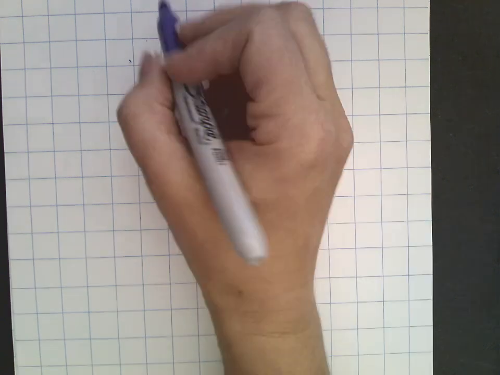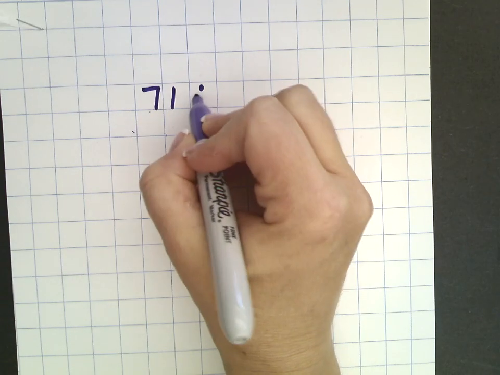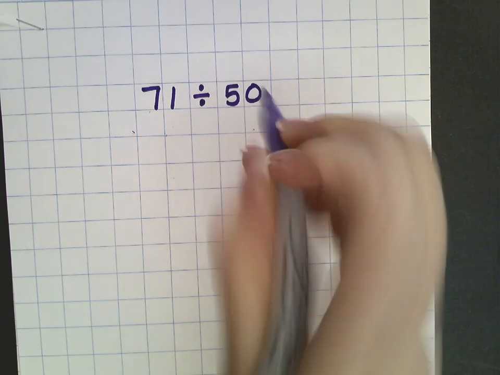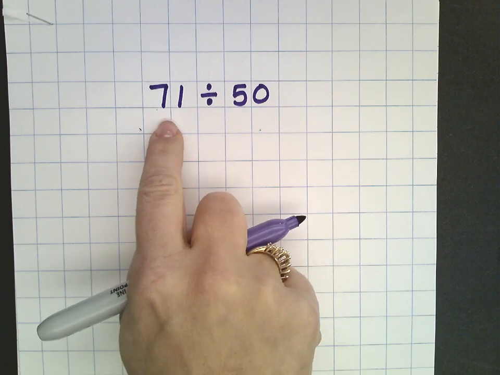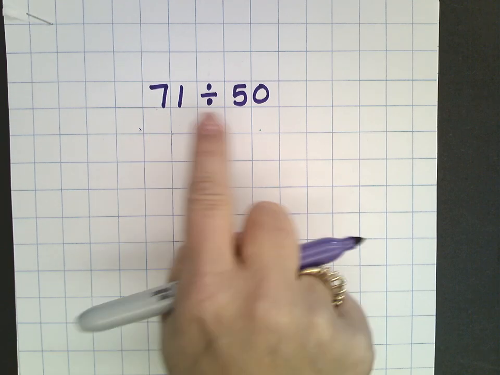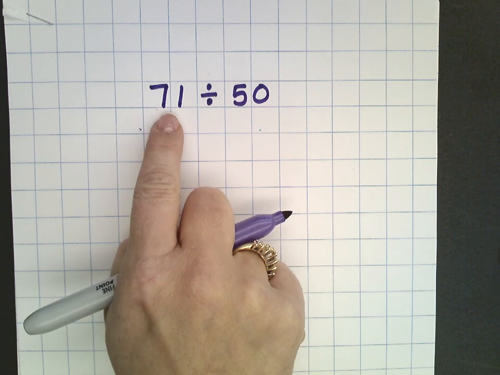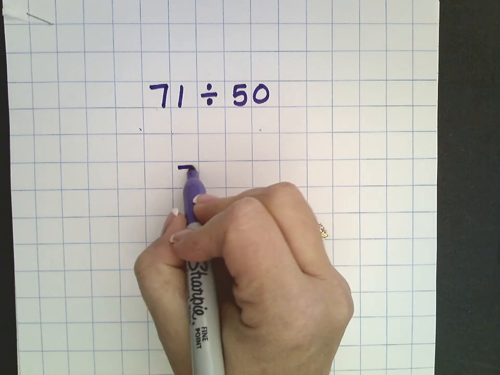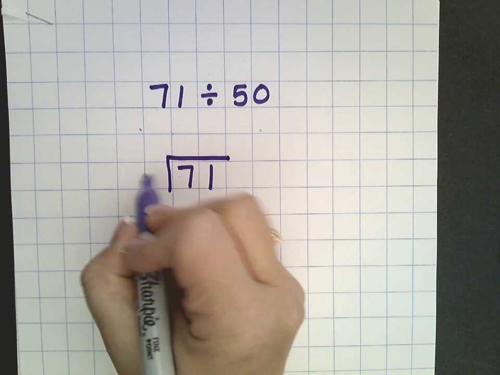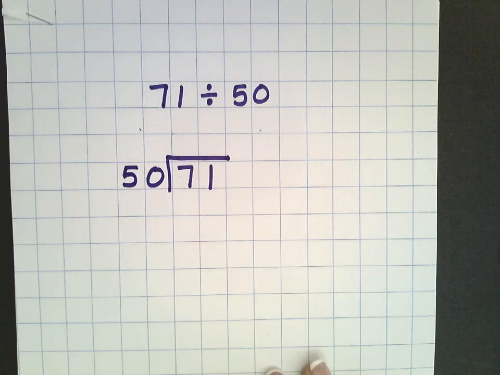We're going to do, let's do 71 divided by 50. Once again, that front number is my dividend, goes in the box. 50 is my divisor. This is the pieces we're breaking into. This is the pieces we're breaking apart. So 71 in the box, dividend, divisor on the outside.